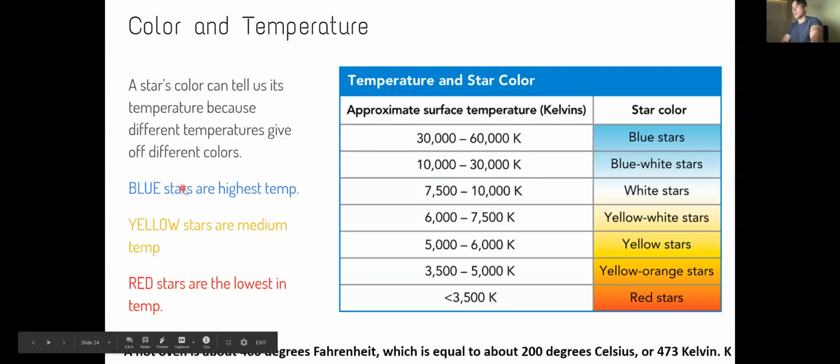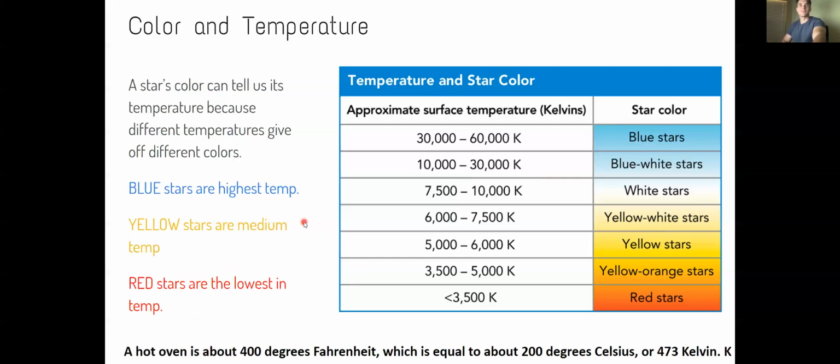So yeah, you just need to know blue's hot, yellow's in the middle, red is the lowest temperature of a star. Red stars are low.